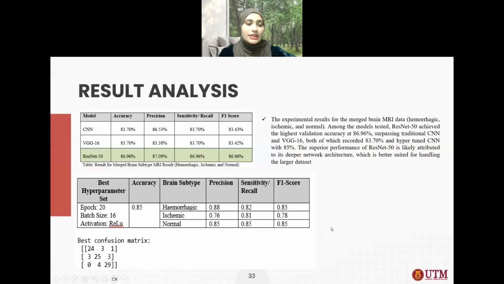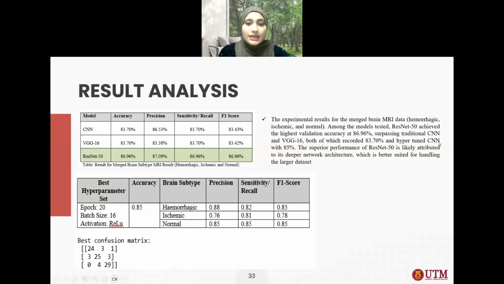So this is our first result analysis, from the merge experiment 1 using dataset 1, where it is a merge of all. We haven't separated any side views. So with a heavier dataset, as you can see, ResNet gives very good accuracy. For the merged brain, ResNet achieved the highest validation accuracy at 86.96%, surpassing CNN and VGG, both of which have 83.7.